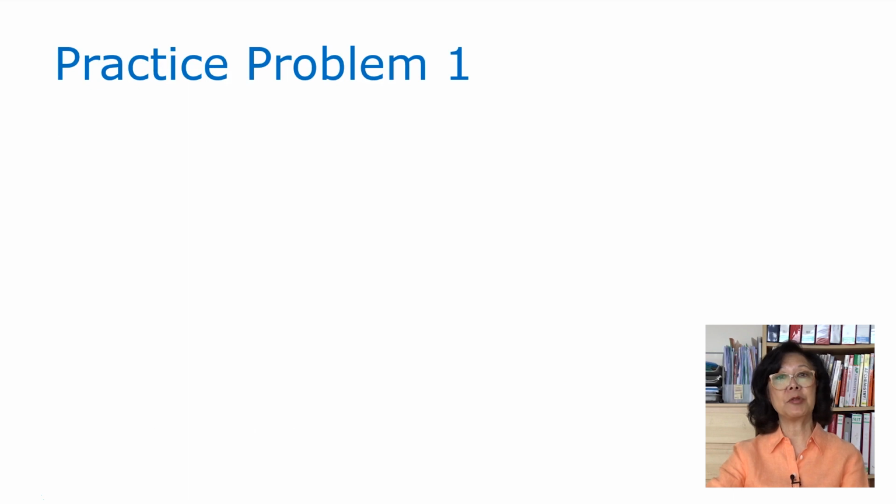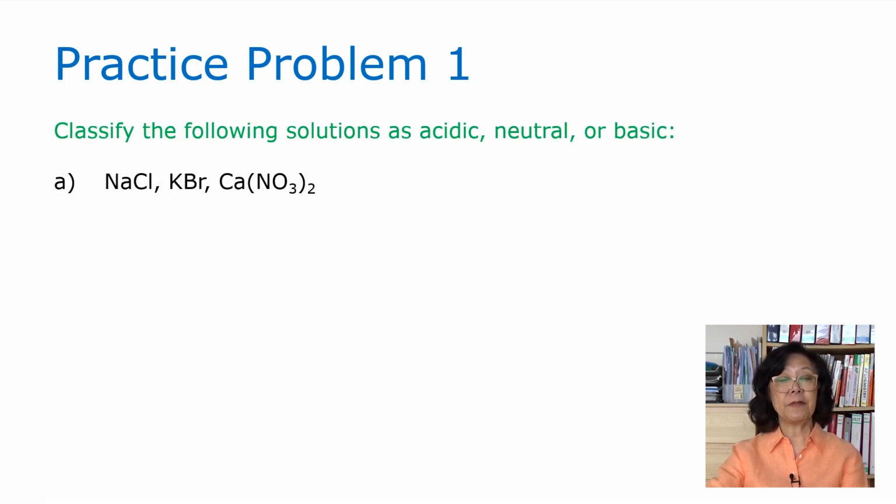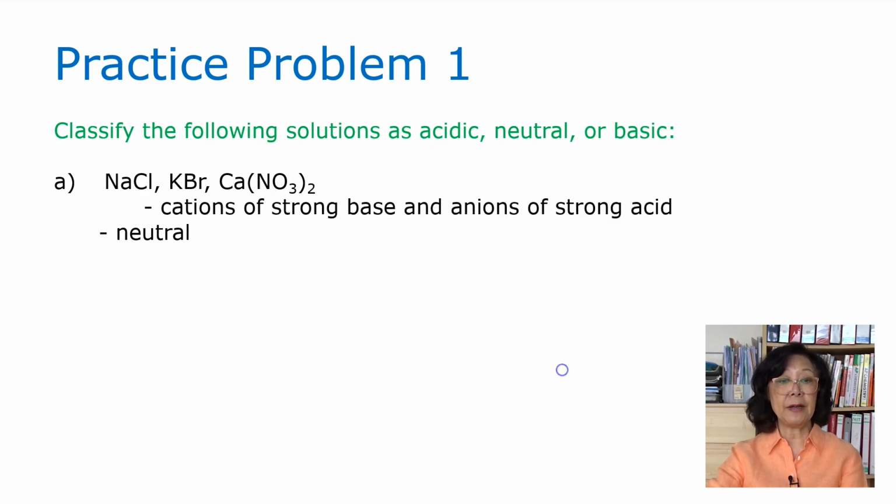Now let's try to practice with a few salts and see if we can identify or predict their acidity, alkalinity, or neutrality. Take the first group, sodium chloride, potassium bromide, and calcium nitrate. Notice that the Na, the K, and Ca are all cations of strong bases, while the chloride, bromide, and nitrate ions are anions from a strong acid. Therefore, the pH is neutral. They do not contribute to pH in the solution.